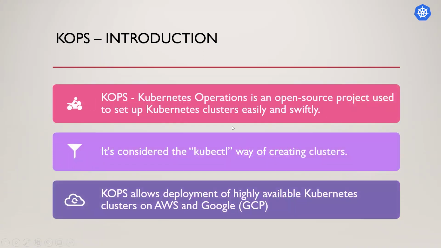Now, kops, Kubernetes Operations, is an open source project used to set up the Kubernetes cluster easily and swiftly. It is considered the kubectl way of creating clusters, and kops allows deployment of high availability Kubernetes clusters on AWS and Google Cloud. So due to this reason, I'm covering this kops tool for installation of the Kubernetes cluster on both the clouds, AWS and Google GCP.